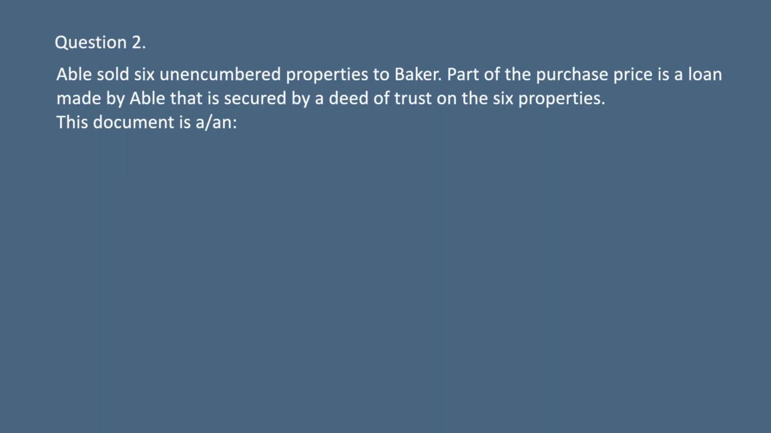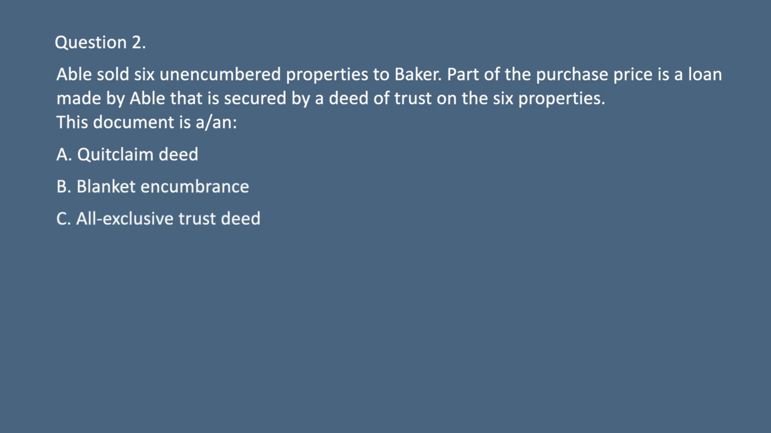Question 2. Abel sold 6 unencumbered properties to Baker. Part of the purchase price is a loan made by Abel that is secured by a deed of trust on the 6 properties. This document is A. A quitclaim deed. B. A blanket encumbrance. C. An all-exclusive trust deed. D. A reconveyance deed.